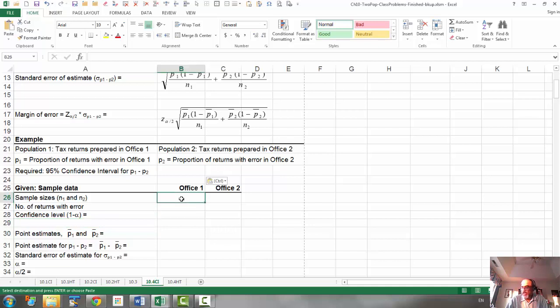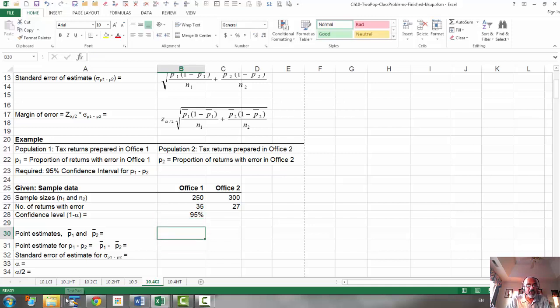Now from the text, we know these are given. If these are not given, if you have the raw sample, then you have to calculate these numbers. So sample size, you'll use count, so 250 and 300. Number of returns with errors is 35 and 27. Confidence level is 95%.